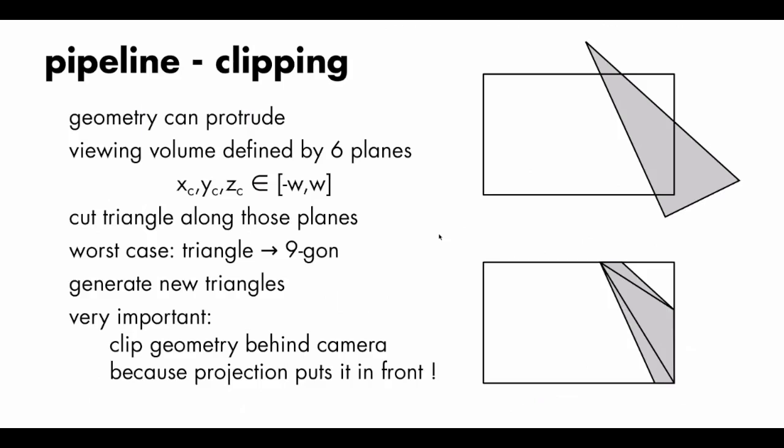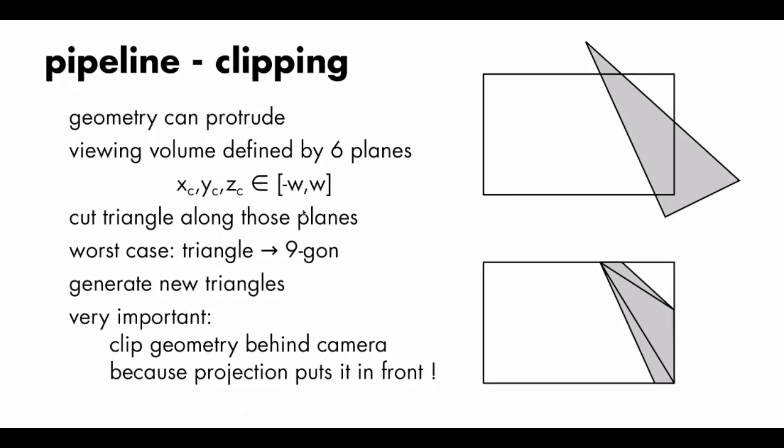So now clipping. After transformation, it can happen that the geometry does not properly fit onto the screen. It protrudes from the edges, or even worse, it's too far away or too close to the camera, or even behind the camera. And we want to get rid of all that extra junk. So what we have to do is cut those triangles essentially at the planes that define our viewing volume.